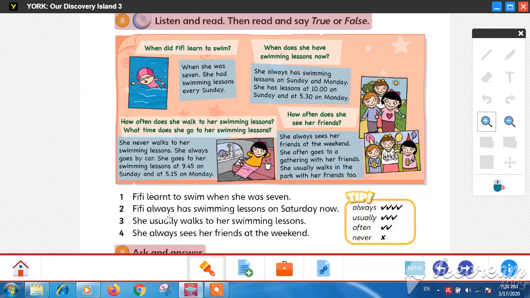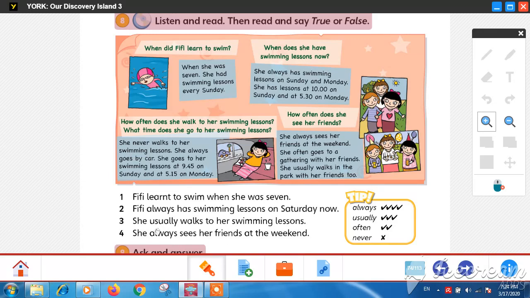Number 2, Fifi always has swimming lessons on Saturday. Is it on Saturday now? Look carefully. She always has swimming lessons on Sunday and Monday. So it's not Saturday. Yeah, it's false. Like most of you, I heard them now saying it's false.